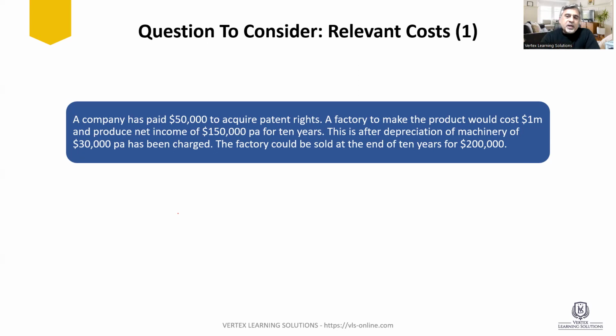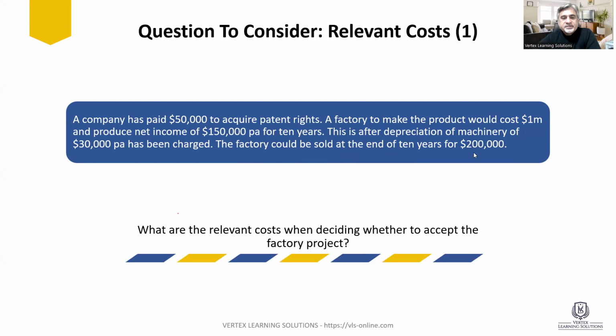If I put 1 million to make some production facility, it is going to give me $150,000 for the next 10 years. This is after depreciation of machinery of $30,000 per annum has been charged. So you are making an income of 150,000, and this income is after deducting the depreciation, which was a non-cash expense. The factory could be sold at the end of 10 years for $200,000.